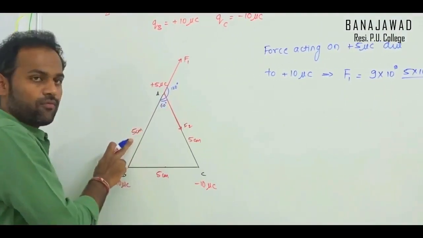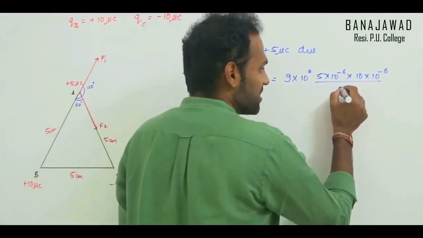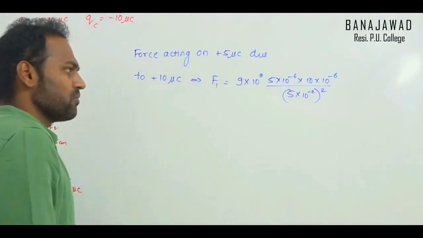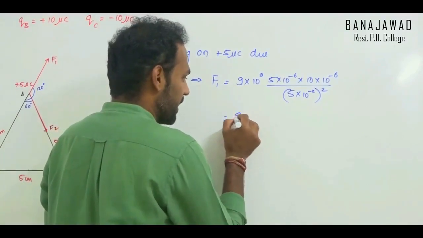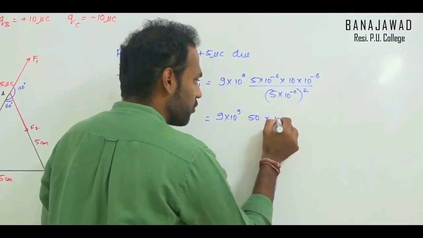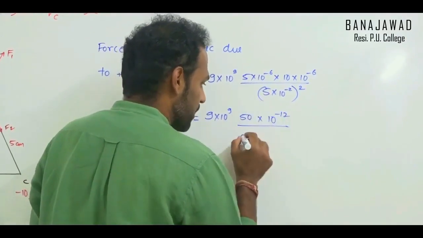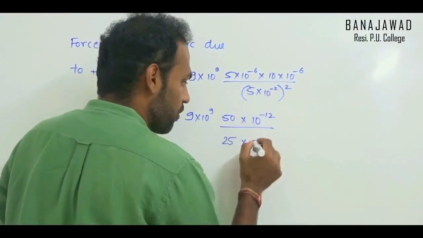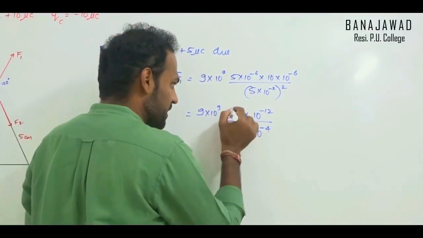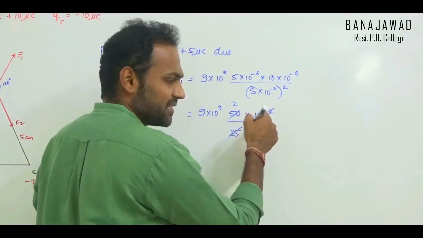How much is the distance? 5 centimeter is the distance between these two charges. So I will write here 5 centimeter. Let us take it in meter: 5 into 10 to the power minus 2 whole square. Okay, so we'll simplify this now. Simplifying this, we will get 9 into 10 to the power 9. 5 into 10 will be 50, and 10 to the power minus 6 into 10 to the power minus 6 will be 10 to the power minus 12. Divided by 5 square, which is 25 into 10 to the power minus 4. Okay, so 25 ones are, 25 twos are 50, and minus 4 will go from this.